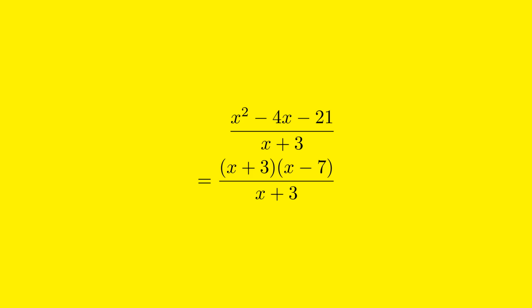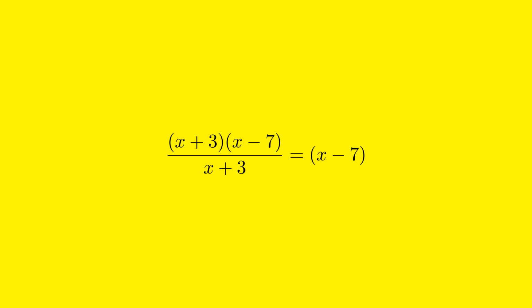This means we can rewrite x squared minus 4x minus 21 as x plus 3 times x minus 7. So now the rational expression x squared minus 4x minus 21 divided by x plus 3 becomes x plus 3 times x minus 7 divided by x plus 3. Now, our rational expression has changed to x plus 3 times x minus 7 divided by x plus 3.